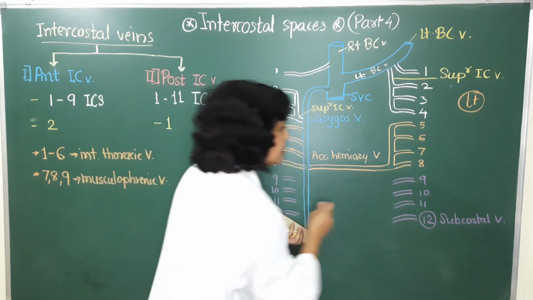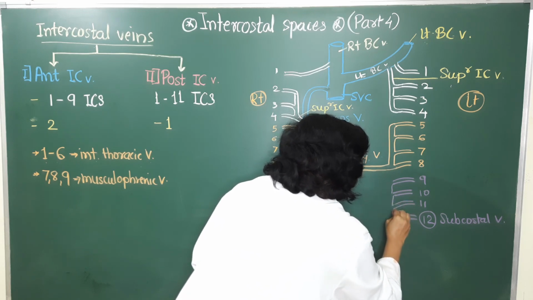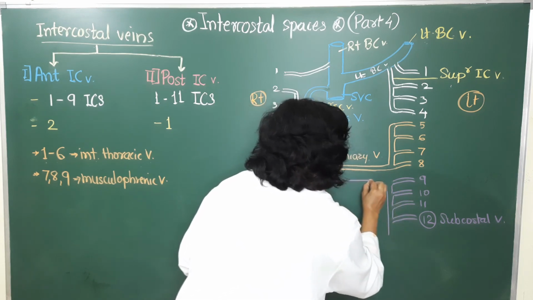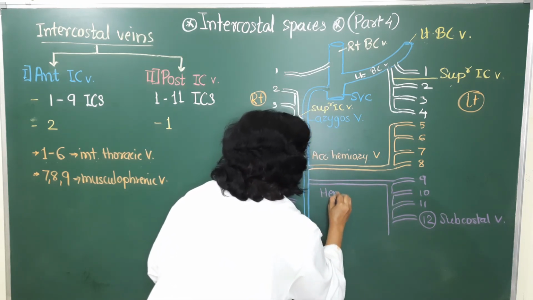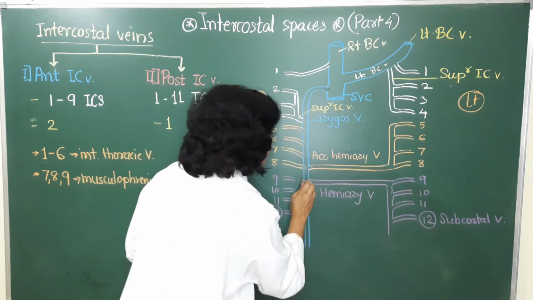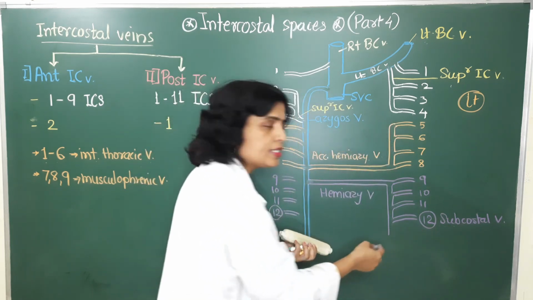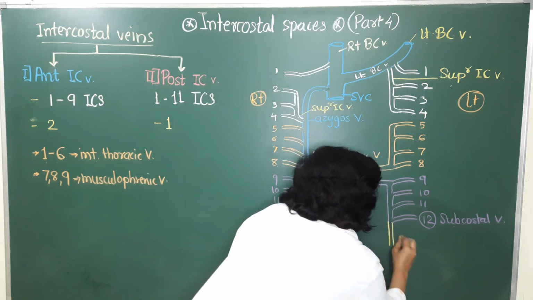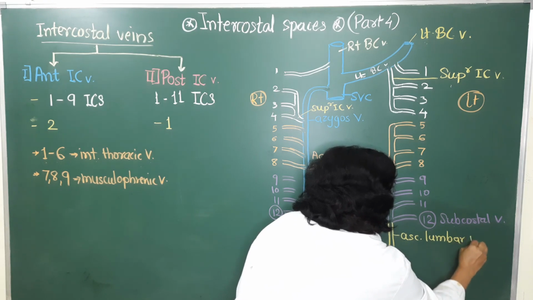Now what happens to the next posterior intercostal veins? These intercostal veins, that is 9th, 10th, 11th, drain into the hemiazygous vein. Here I have drawn this vein. This is the hemiazygous vein. This hemiazygous vein crosses from left to the right side to open in the azygous vein. Okay. So here the 12th is the subcostal vein, which unites with one vein, called the ascending lumbar vein, to form the hemiazygous vein.